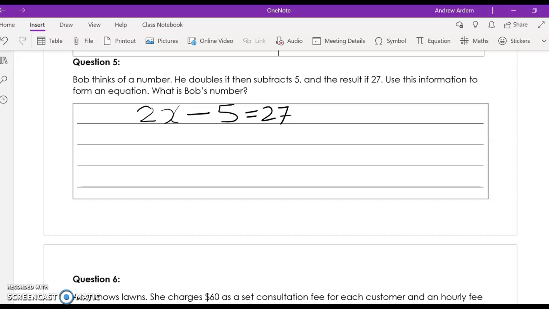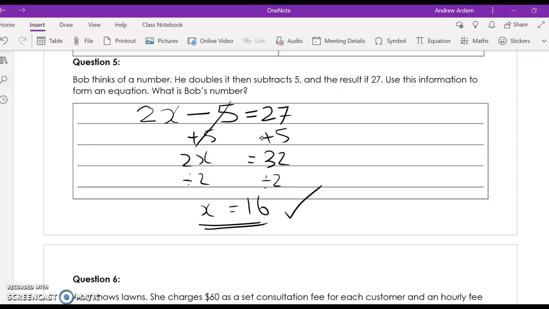That's the hard bit. To solve this equation, I'm now going to shift the positive 5 to this side, and on the left those cancel. On the right we've got 32. 2x must equal 32. Divide by 2 both sides, and we get 16. Boom.